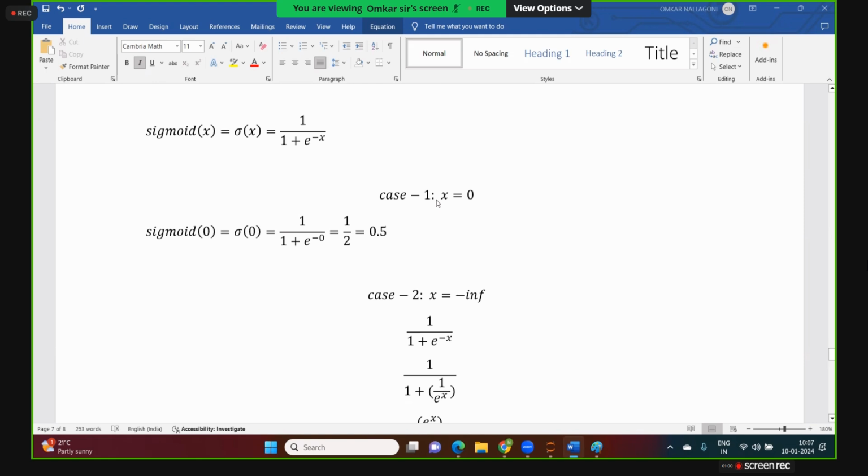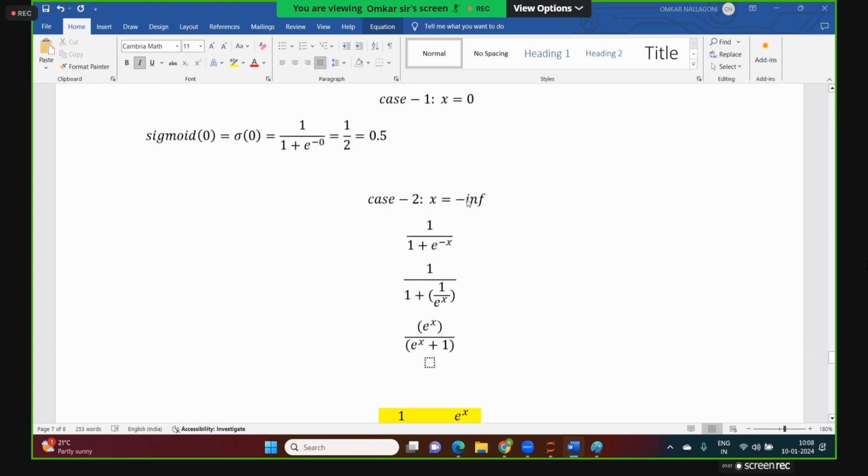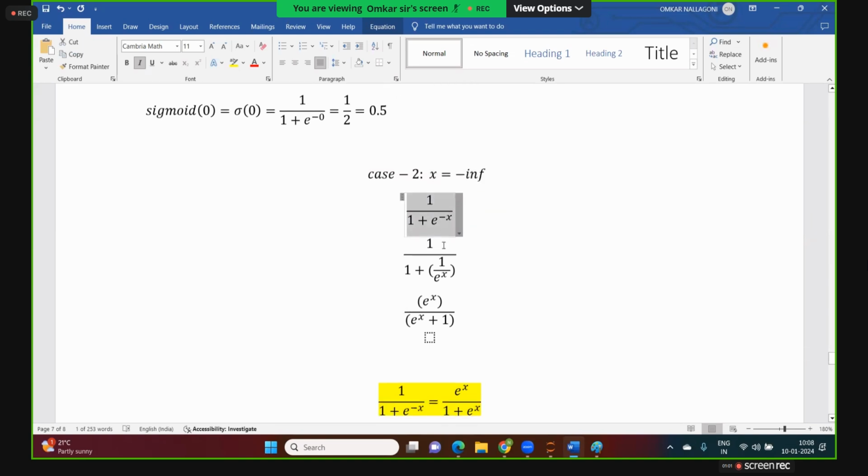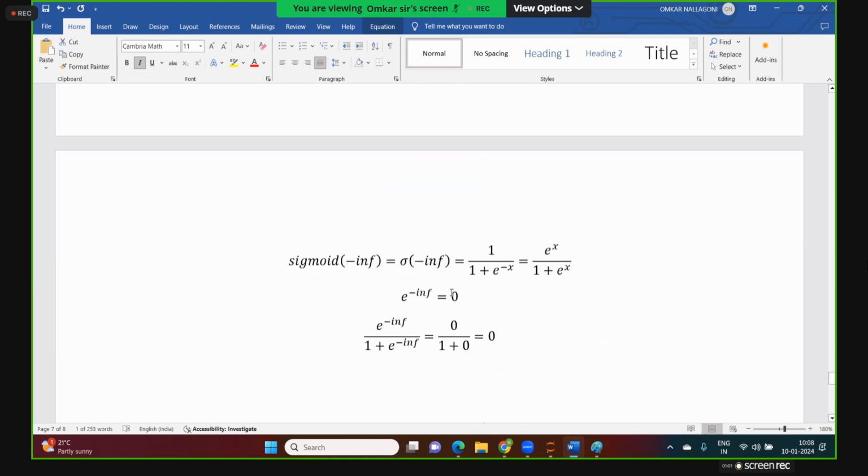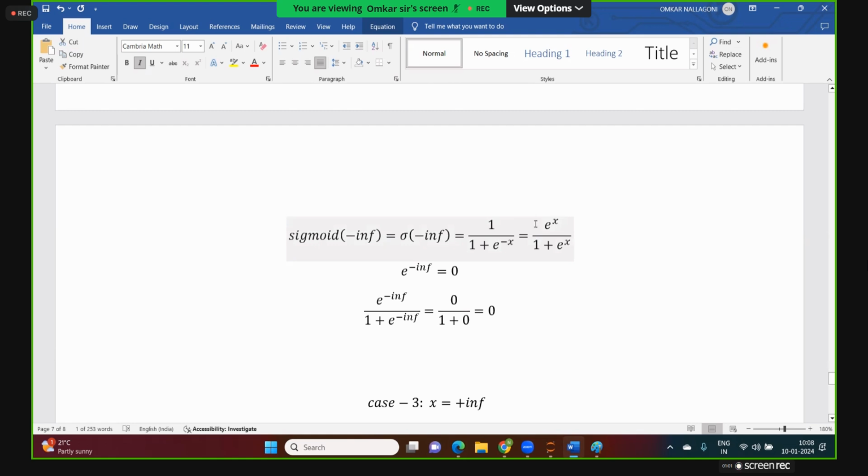Case 1, x equal to 0, that is equal to 0.5. And case 2, x equal to minus infinity, we want to substitute. That's why what we are taking here, 1 by 1 plus e power minus x, we modified into e power x by 1 plus e power x. Now substitute here x equal to minus infinity. When you substitute here, what will happen? e power minus infinity comes here and 1 plus e power minus infinity comes here.